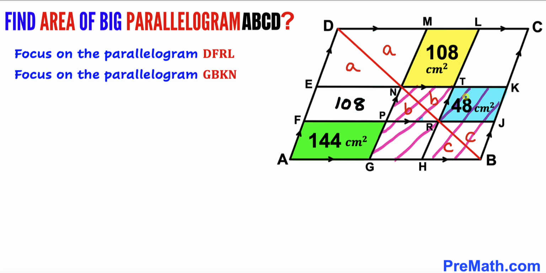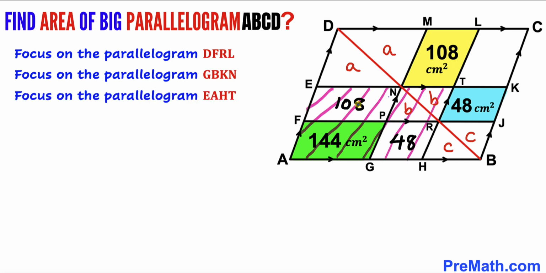And now let's focus on this other parallelogram GBKN. Likewise, this red diagonal is going to divide this parallelogram into two equal parts. This triangle, this area, and this area as well. Now we can see this area is the same as this area, and this area is the same as this area. So therefore, this area is going to be the same as 48 cm². So the area of this parallelogram turns out to be 48 cm².